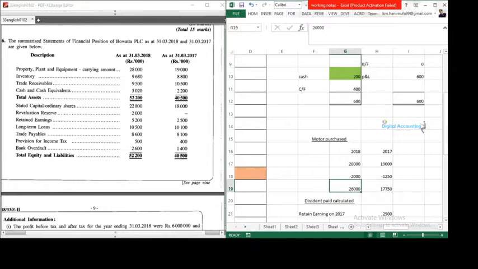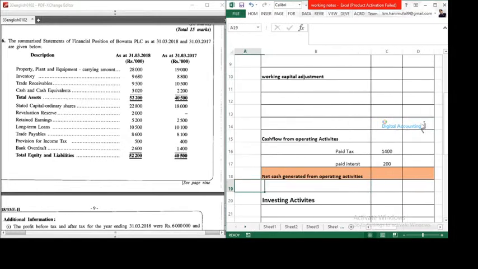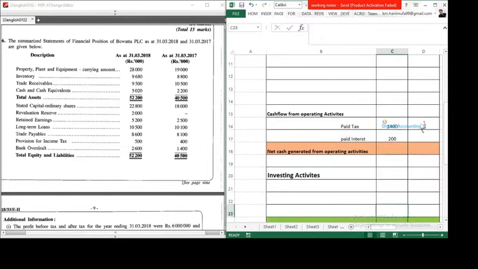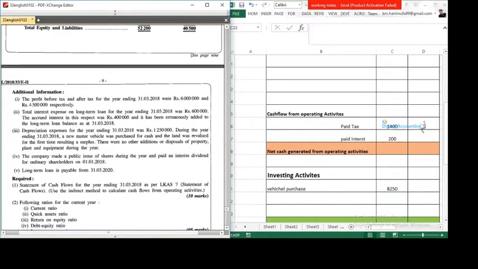But here the 2018 value is actually 26,000, so there's a change. The difference is 8,250. The value increased by this amount, and that is the actual purchase. It is an investing activity, therefore we can take the vehicle purchase as 8,250. So the depreciation and the property, plant and equipment we have done. Let's move to another adjustment.